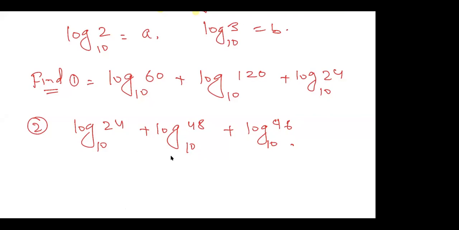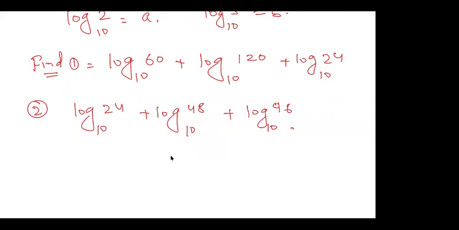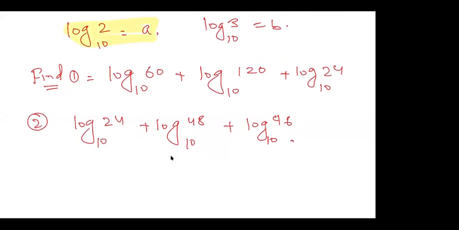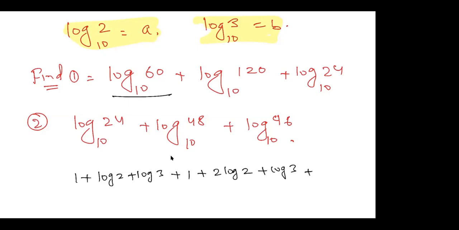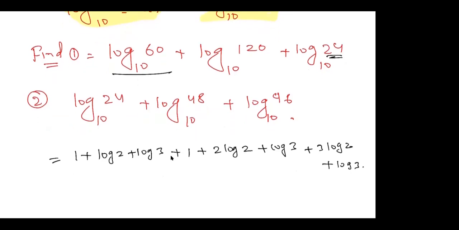Let's start, right? Log 2, log 3. This first one is given and this b is given. Now, log 60, log 10 is 1, log 2 plus log 3. I'm not writing base 10; assume that it is base 10. Log 120 is again log 10 which is 1, log 12, 4 times log 2, and we can write log 3. 24 is 8 into 3, log 3. That is all we have to write: everything in terms of log 2 and log 3.